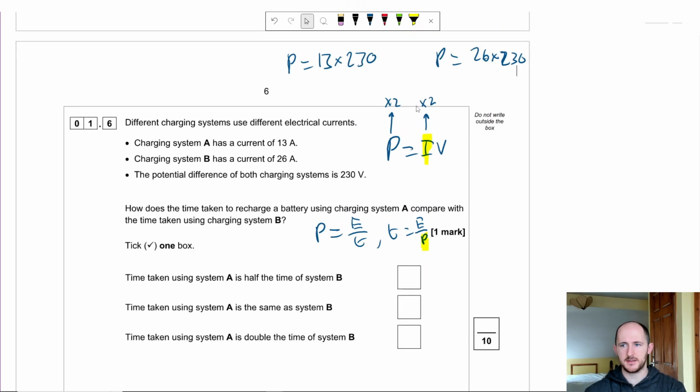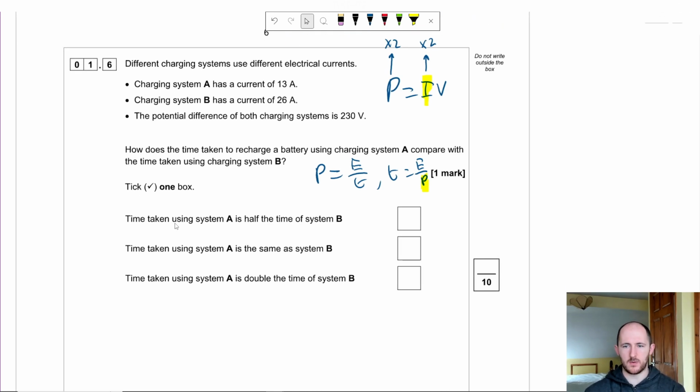Does that make sense? So what does that mean? Well, if P is twice as big, look at this formula here, then we're dividing by something that's twice as big. It means the time will be half as much. So the time taken for system B should be half that of system A.